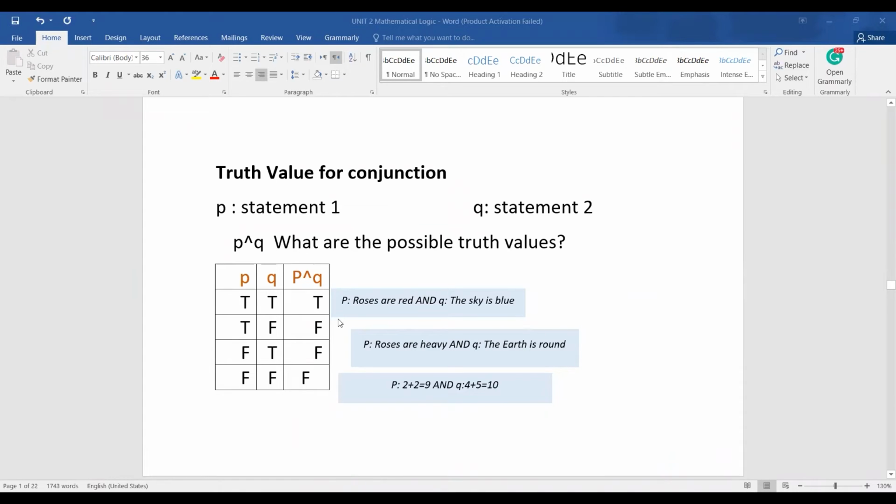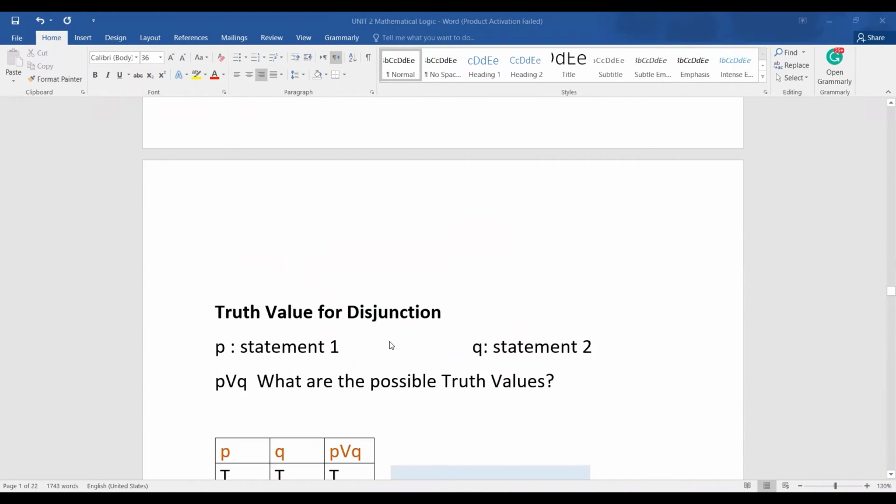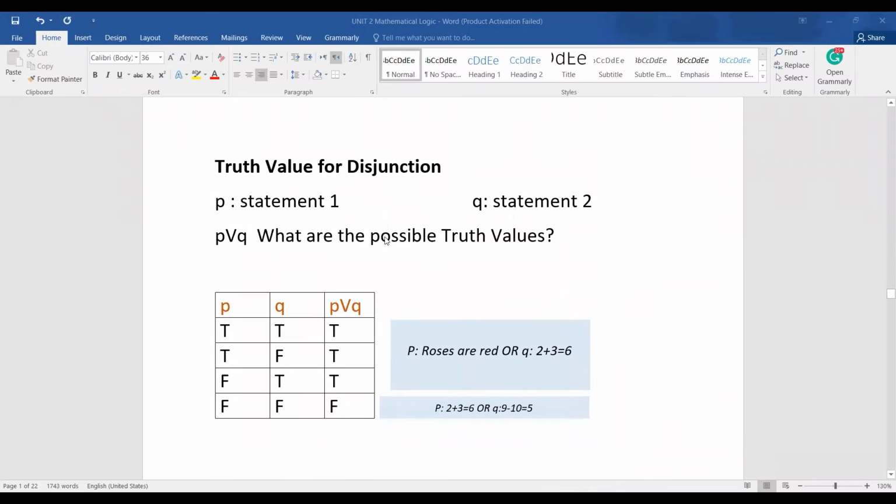So this is the truth value for conjunction. We need to keep this in our mind. Next, we'll go to disjunction. Truth value for disjunction, that is or. We need to know what are the possible truth values for P or Q. Similarly, we have P statement 1 and Q statement 2. We will write all the possible truth values for P and Q.